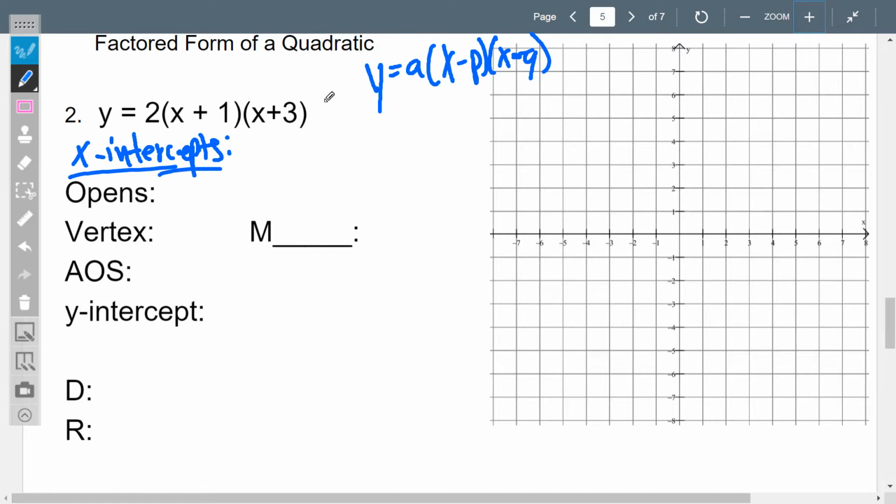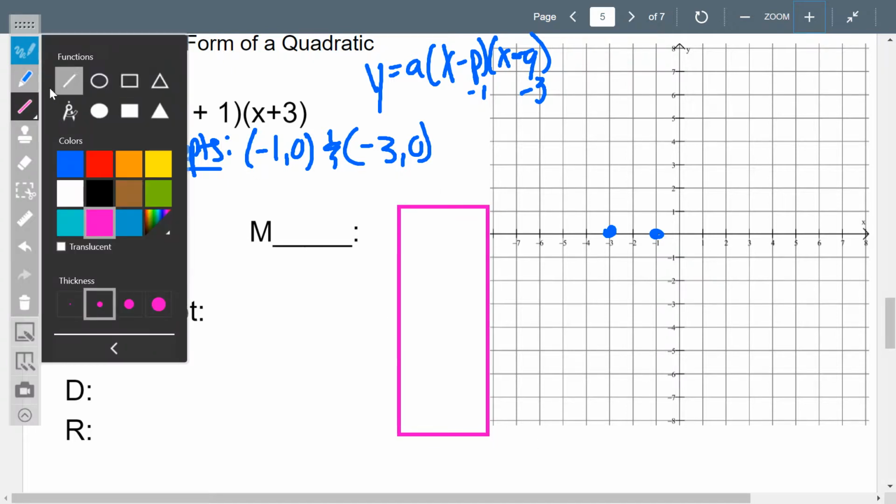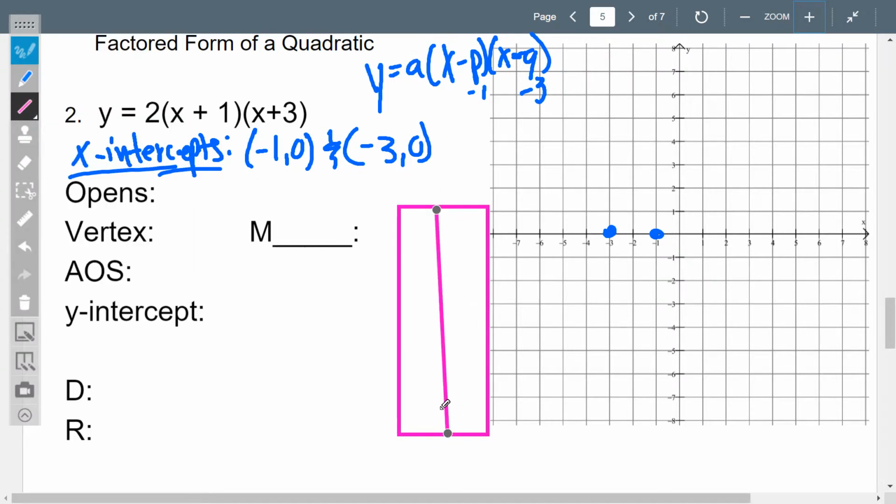In order to get x plus 1, p would have to be -1, so -1, 0. And in order for x plus 3, q would have to be -3, so -3, 0. So that's going to be right here and right here. Now, I'm still using this information to help me set up my table, okay?